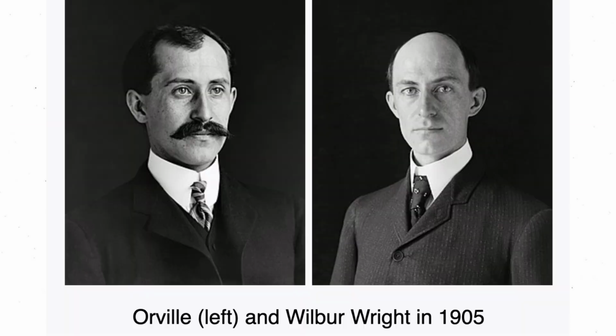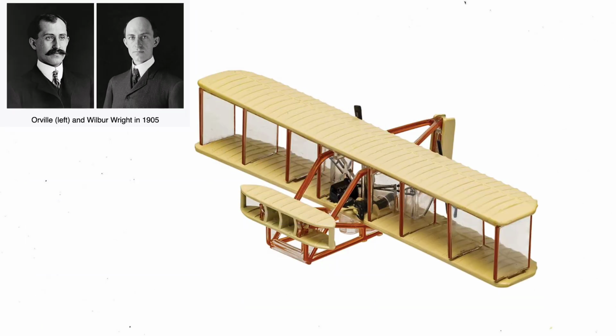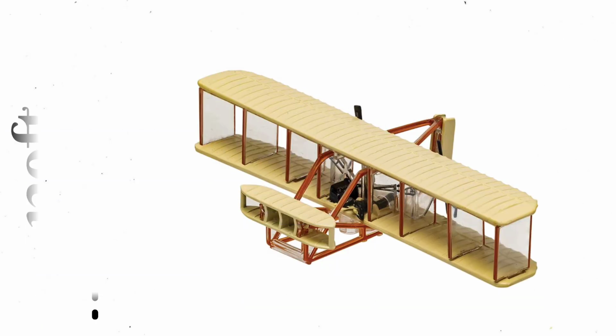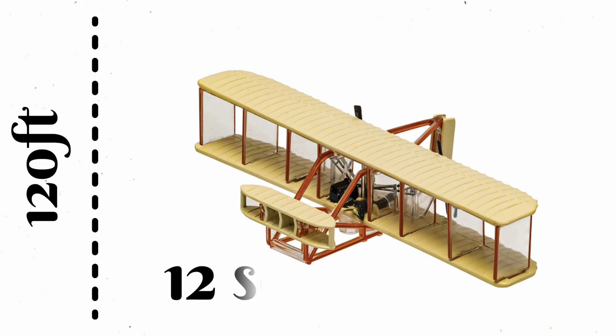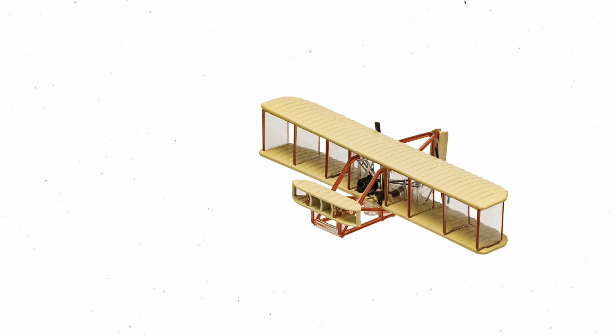In 1903, the Wright brothers achieved the first powered flight with their airplane, the Wright Flyer. It flew just 120 feet and stayed in the air for only 12 seconds. While their achievement was groundbreaking, the Wright Flyer was a simple machine compared to the airplanes we see today.